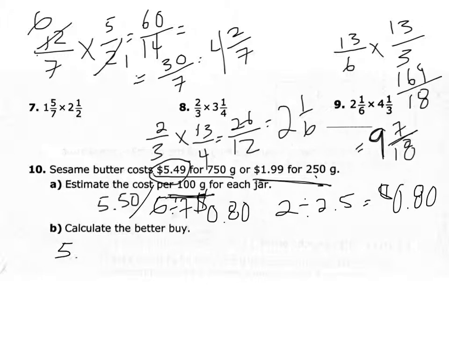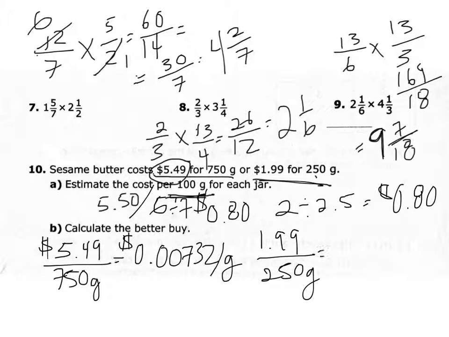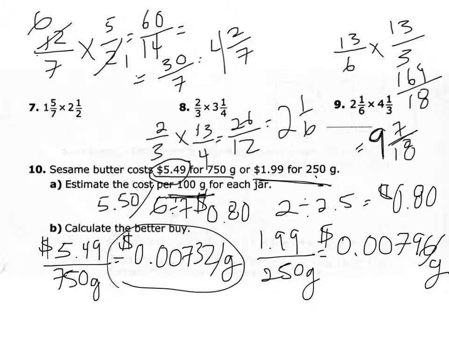So here we have $5.49 divided by 750 grams. And we get a unit rate of 0.00732 per gram. Next, we have $1.99 divided by 250 grams. And you should get 0.00796 per gram. Okay, so I predicted that it was going to be close, and I was right. It is close. This is slightly less money, and therefore it's the better buy.